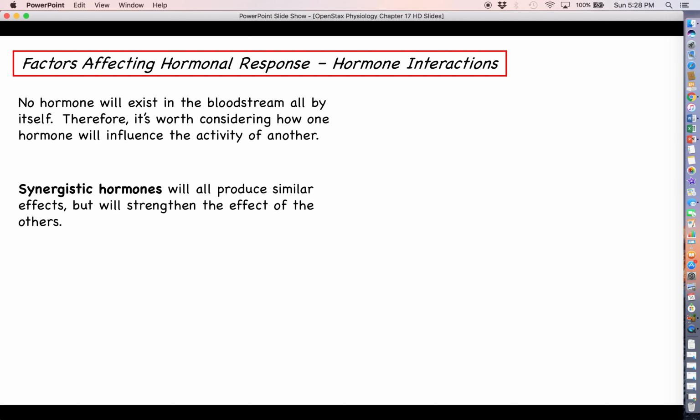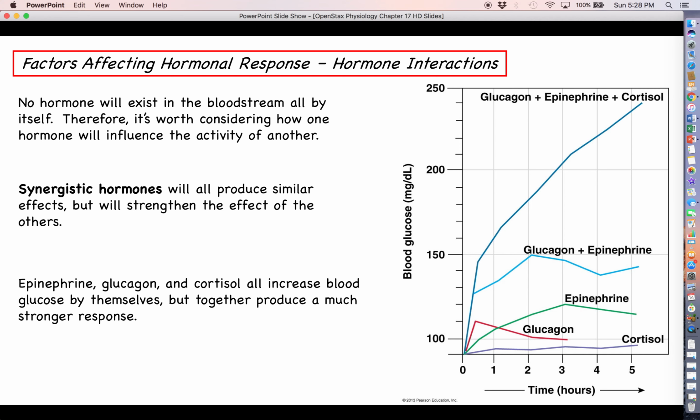So the best example of this is 3 hormones, glucagon, epinephrine, and cortisol, and we're going to talk about each of them as we go along through the chapter. All you need to understand this particular concept, though, is that each one of these 3 hormones has the overall effect of increasing the amount of glucose in your blood. So they raise your blood glucose. All 3 of them individually will do that.